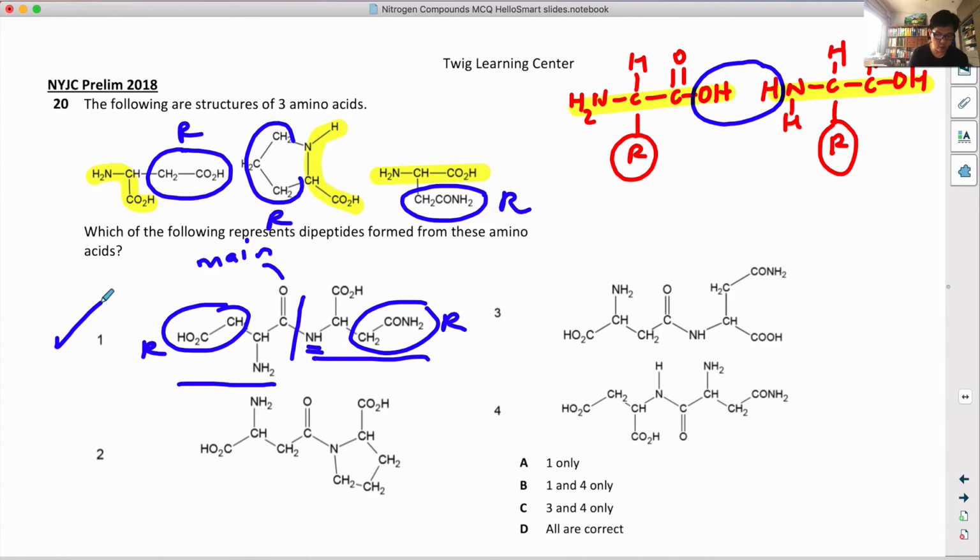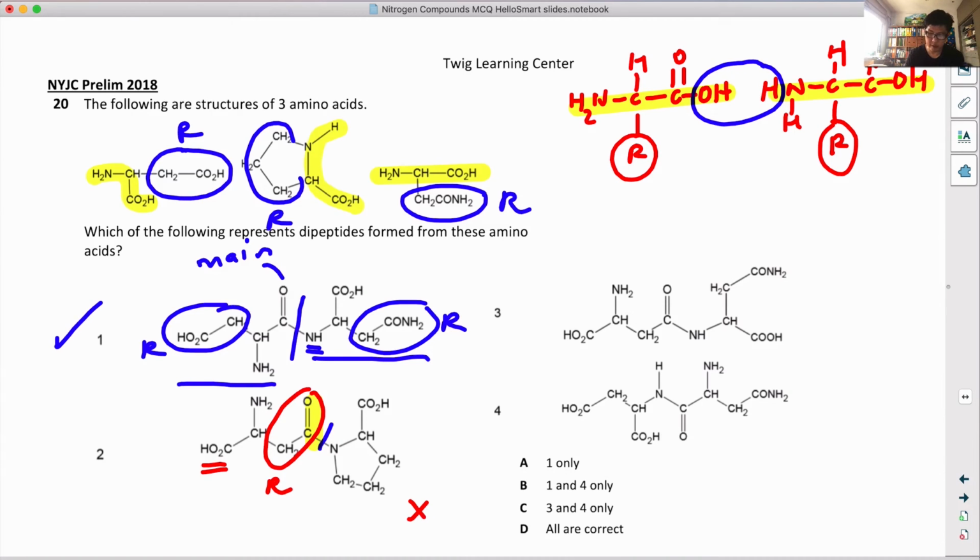Okay, let's look at 2. If I break here, you will notice that this one is 100% wrong already, because over here, for the amino acids, this is my R group. And I told you you must use the COH from the main chain. You can't take from the side chain. So this CO actually came from the side chain, right? So I'll cross this out. This is not possible. So let's look at 3.